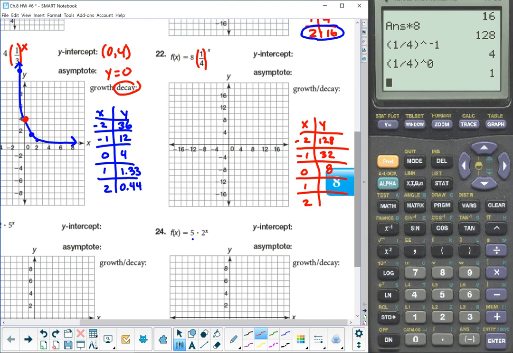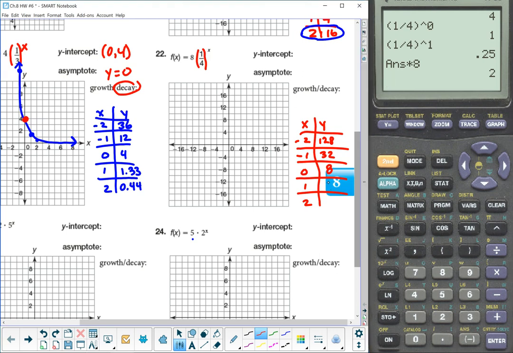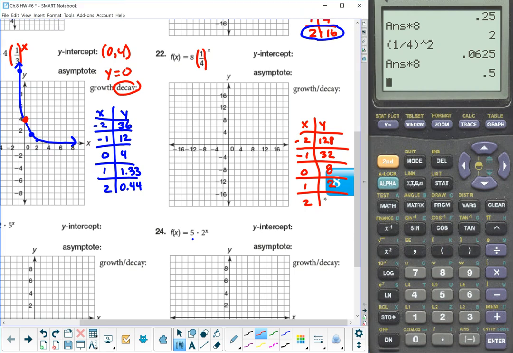I put 1 in, I get 1/4. So 1/4 to the 1 power is 1/4, which is 0.25. Times it by 8 is going to give me a nicer number, 2. Okay, and then let's do the same thing. You want to pull up the previous one, just keep doing second entry. All right, so we're going to put in 2. We're going to get 0.0625, and we times it by 8, it'll be 1/2, so it'll be 0.5.